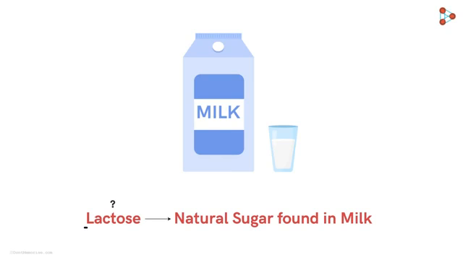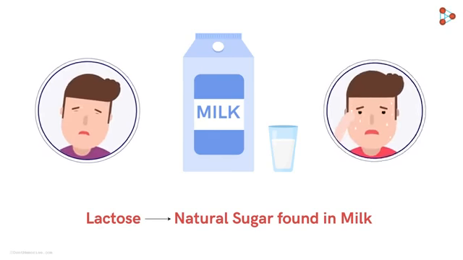Lactose-free. This is a common tag which is found in many food packets these days. Lactose, as we know, is a natural sugar found in milk. But why should we get rid of lactose? That's because many people have a peculiar intolerance towards this natural sugar. However, lactose-free products were not an option until a few years back.